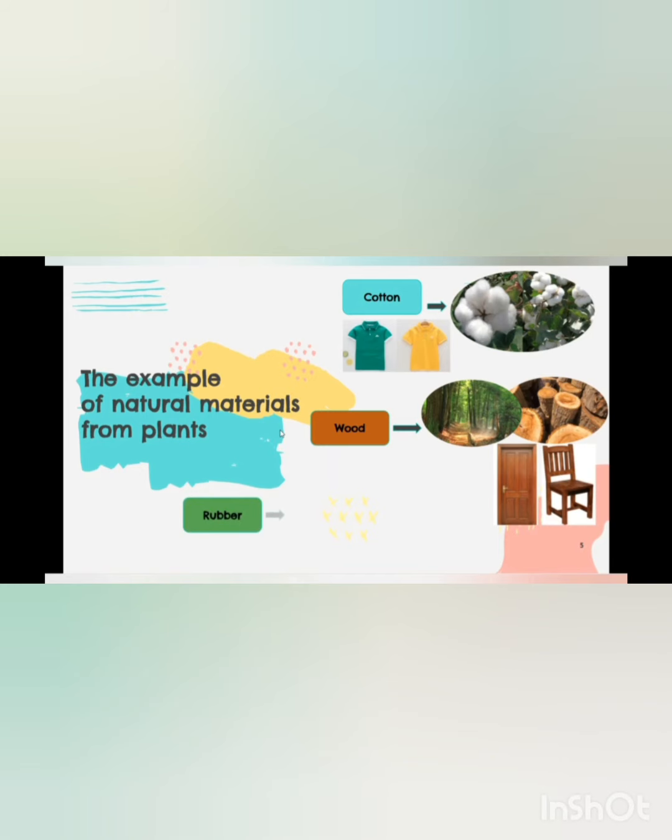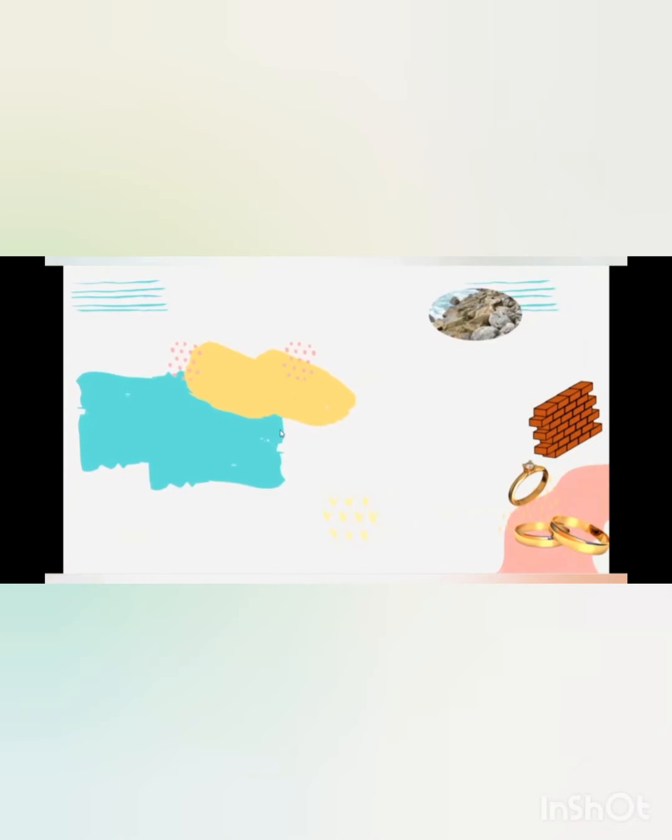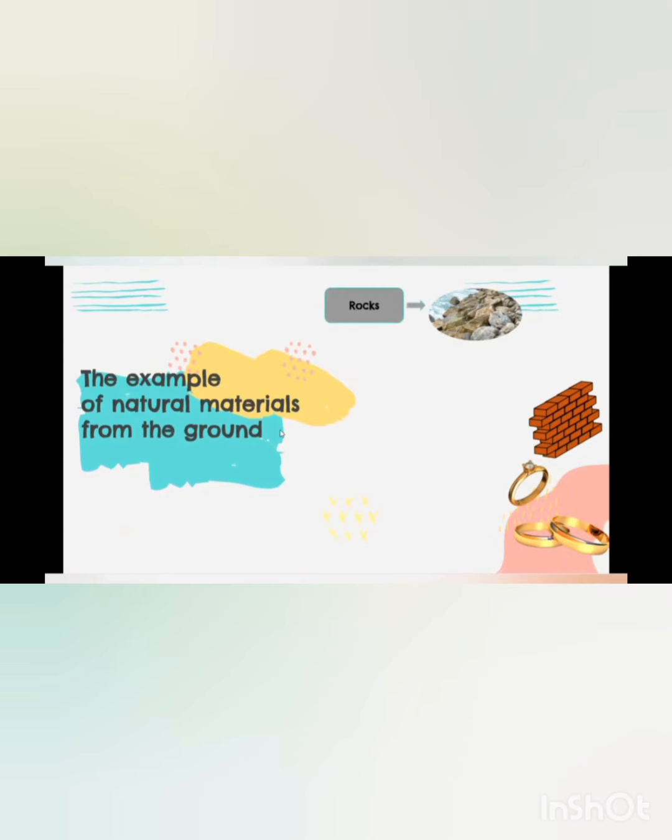We also get rubber from trees, that comes from the sap of a tree, and we can make beautiful colorful balloons and erasers from rubber. These are the natural materials that come from plants. Now let's have a look at some examples of natural materials that come from ground. Rocks are found all over the ground.